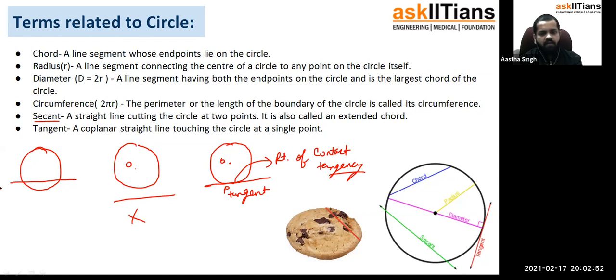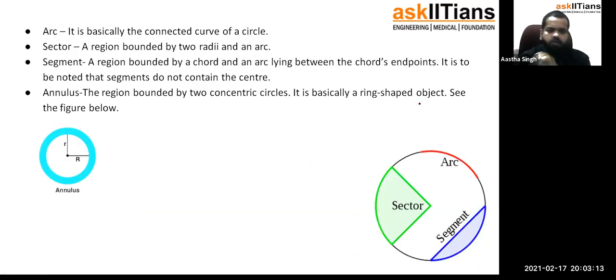What if a line intersects the circle at two distinct points, suppose A and B? Then this is known as secant. A straight line cutting the circle at two points is also called an extended chord, right? I think the points are clear to you all. So now our next, let me just summarize the whole point we have discussed till now, right?